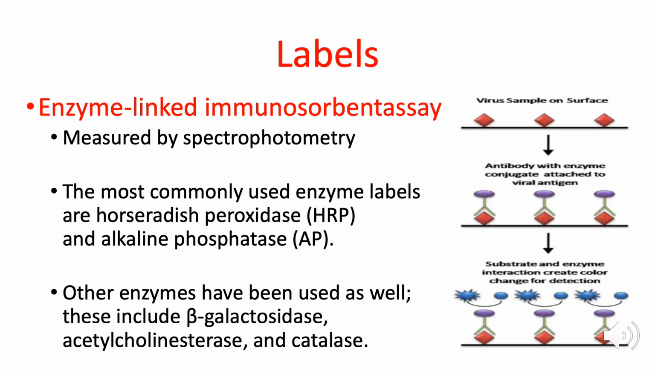The label that is used in enzyme-linked immunosorbent assay is enzyme. And since there is production of color with the reaction of the enzyme on its substrate, the reaction is measured and read by spectrophotometry. The next question is, what enzyme or enzymes are used in ELISA? The two most commonly used are the following: horseradish peroxidase and alkaline phosphatase. Listed in the PPT are the other enzymes that are also used in ELISA, but I would require that you memorize the two most commonly used.